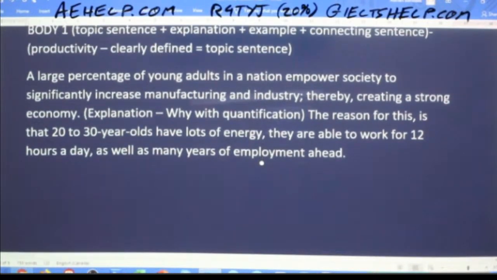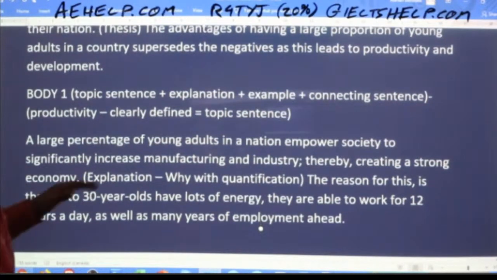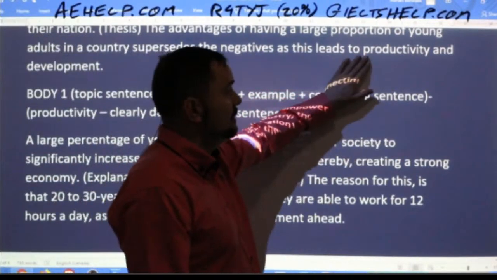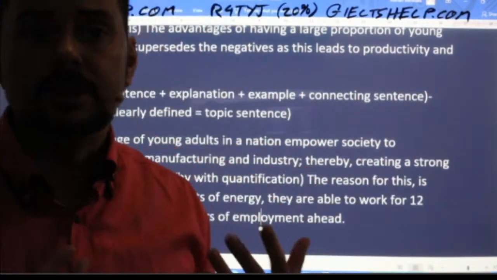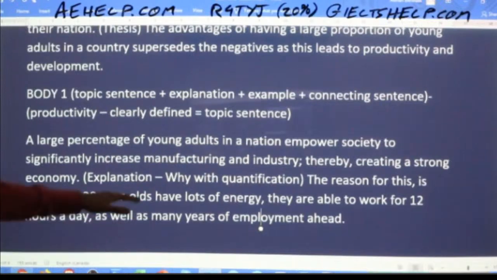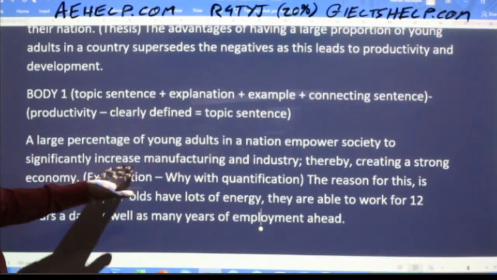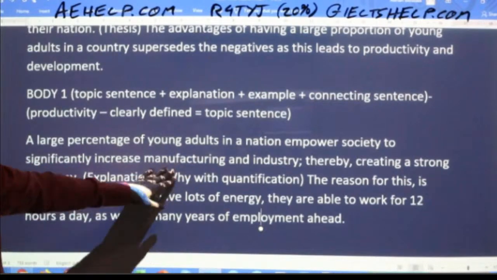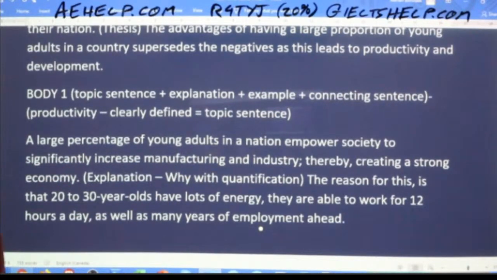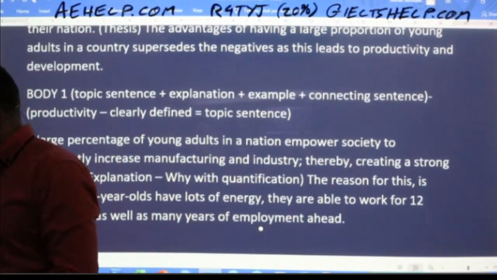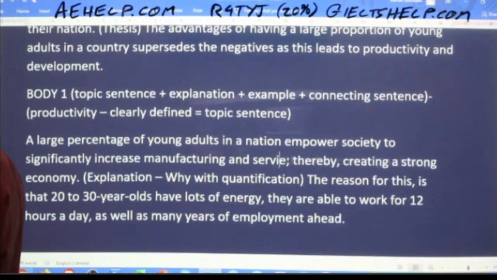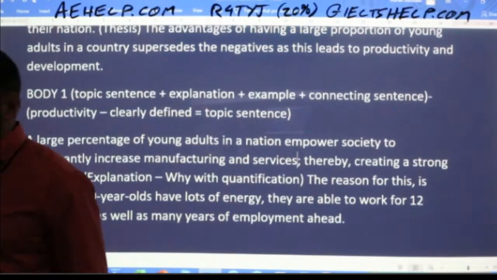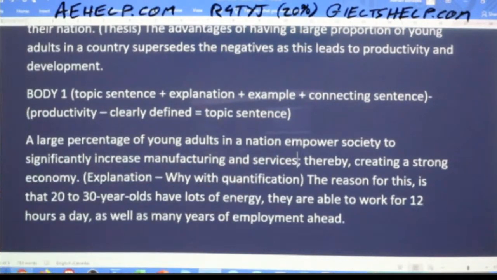So the alien reader says, okay, well, what do you mean? Let me take it from the thesis here. So the alien reads the thesis and says, okay, so having a lot of young people leads to more productivity. The first question this reader will ask you is, what do you mean more productivity? And then you say, well, young adults have the ability to increase manufacturing and services, okay? So you tell your reader that they increase manufacturing and services, all right?